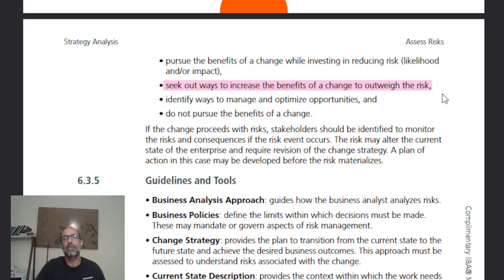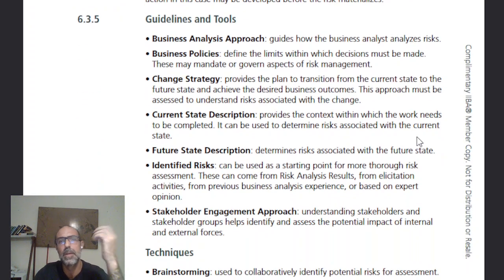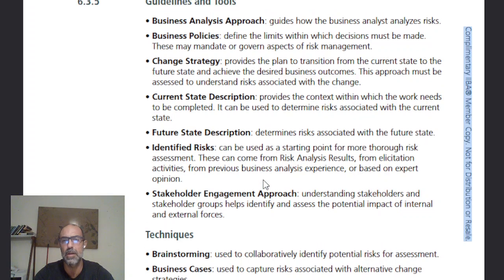The risk may alter the current state of the enterprise and require revision of the change strategy. A plan of action, in this case, may be developed before the risk materializes. And what are the guidelines and tools? Business analysis approach. Here they're saying that risk may alter the actual plan. So the change strategy itself, which we're getting to in the next subchapter, 6.4, is about us incorporating everything in our movements. And when it comes to risks, how we act, what are the options for dealing with risks if they are huge?